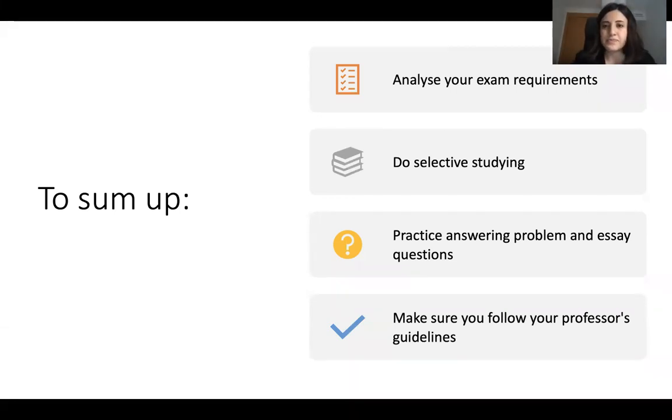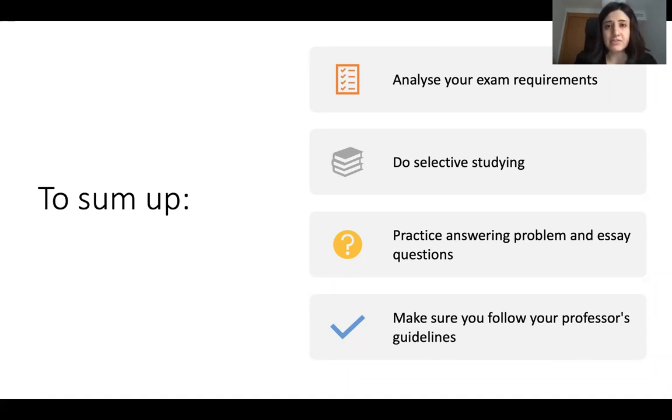To sum up, you need to firstly analyze your exam requirements and create a correct study plan. The study plan should be adapted to what your exam requires. If it's coursework, if it's an exam, then how many questions are you required to answer? How much time do you have for each question? Make sure that you know every single detail and your study plan is adapted to the specific examination that your university is giving you.